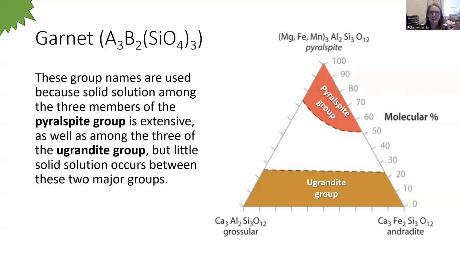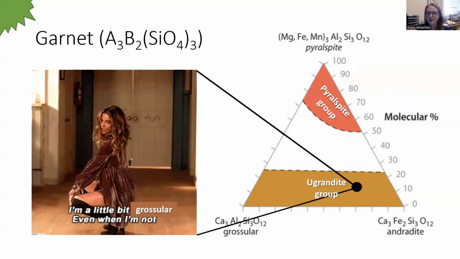Right? And there's not a lot of mixing between these 2 groups, right? So there is solid solution mixing within a group, right? So the different types of garnets within a ugrandite group can have a lot of mixing between them, but you're never going to see mixing between ugrandite and pyralspite groups, right? There's that immiscibility gap in between those 2. But like I said, within a group, there can be some mixing, right? So andradite, right, could be a little bit of grossular. There could be some solid state solution mixing in there.